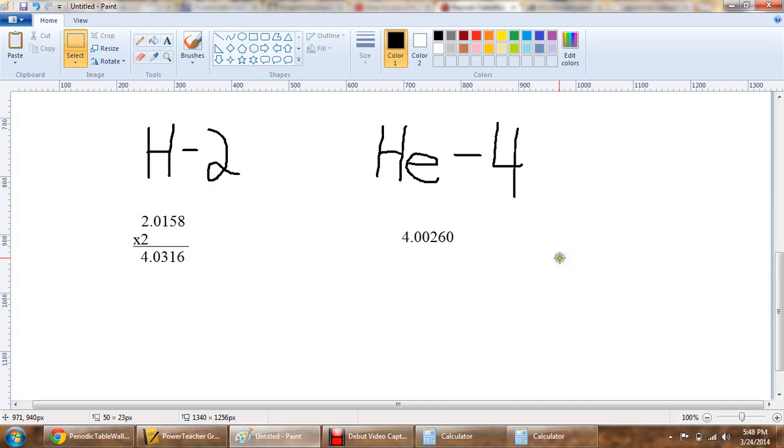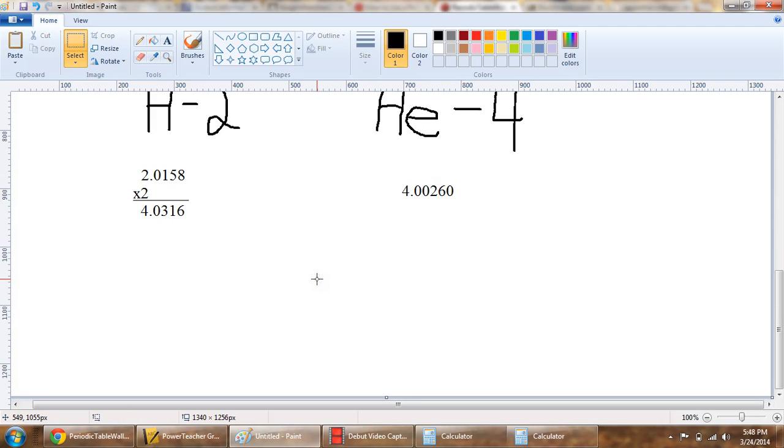In fact, hydrogen 2 has an atomic mass of 2.0158, and it would take two hydrogen 2s to make a helium 4. But you can see the atomic mass of two hydrogen 2s is greater than the atomic mass of helium 4. So, let's go ahead and see how much energy would be released in a reaction like that.